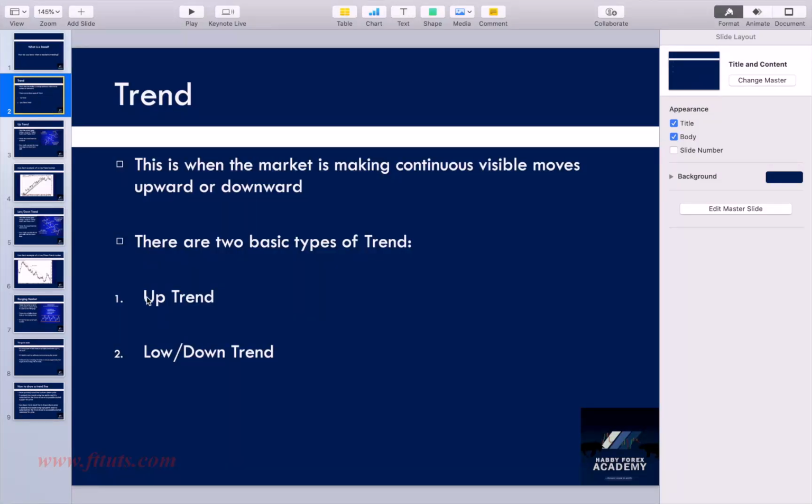Now, trend. This is when the market is making continuous visible moves upward or downward. That is it. Bullish or bearish. Bearish is when the price is coming down, while bullish is when the price is going up. There are two types: the uptrend and the downtrend.